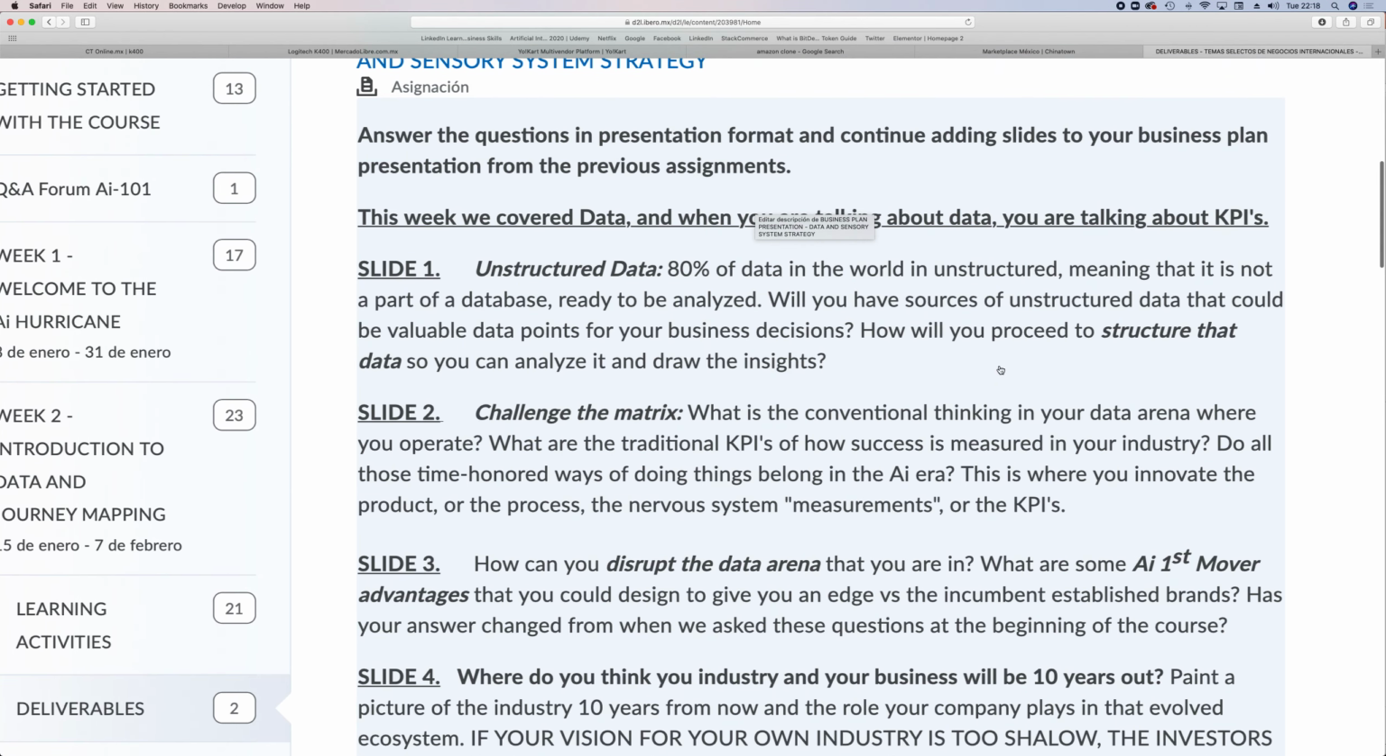So the question is, will you have sources of unstructured data that could be valuable for your business? How are you going to be processing that? How are you going to be structuring that? So let me give you an example.